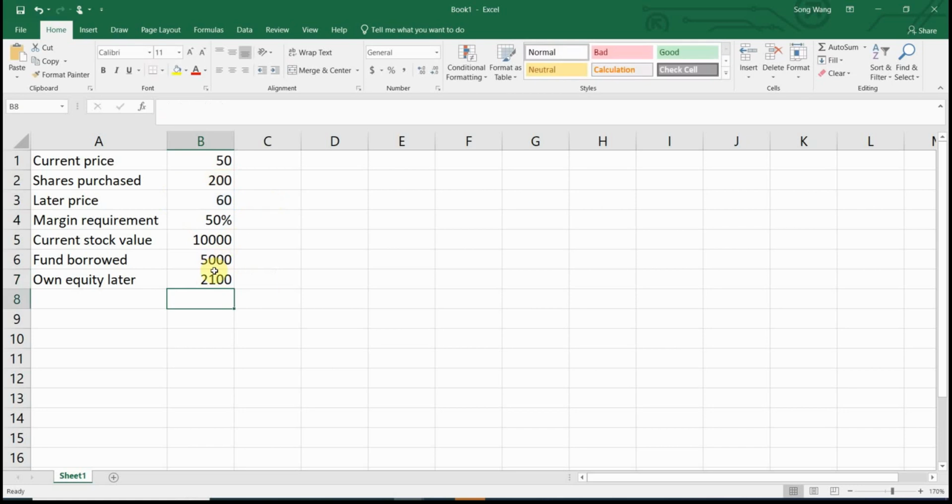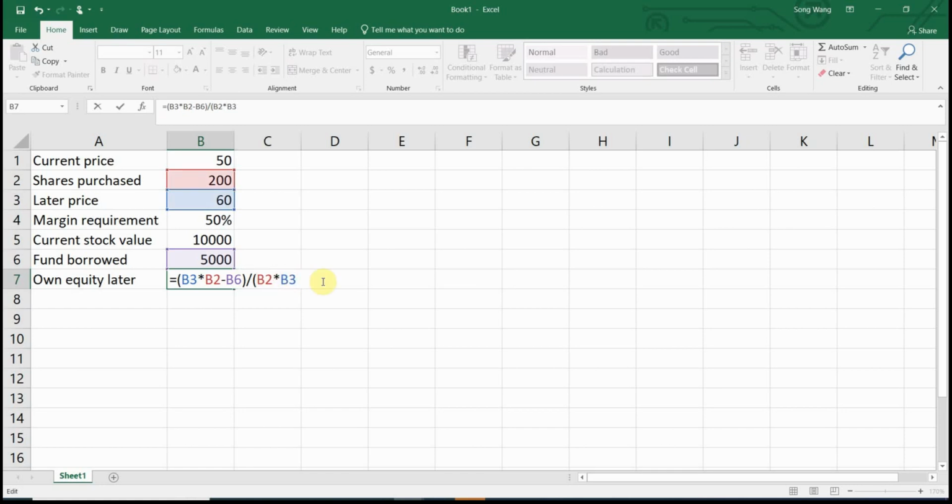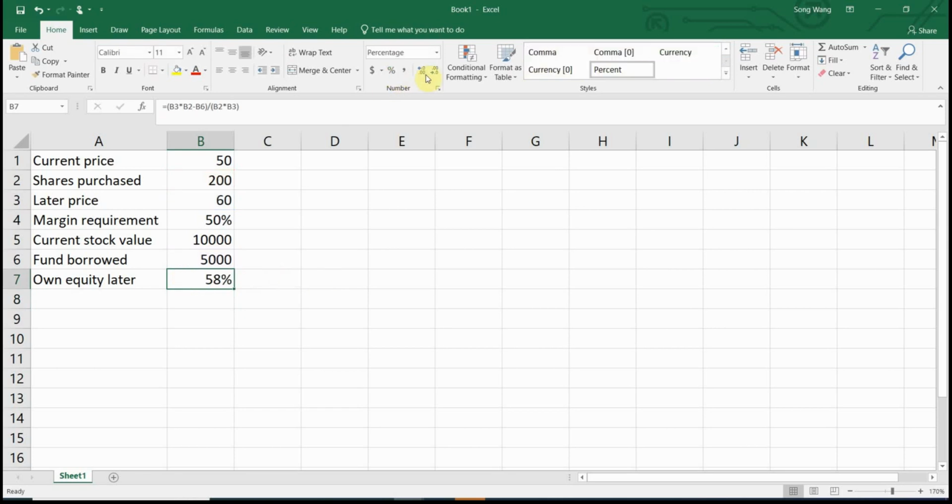Okay, so this has to be in the set of parentheses, sorry. Okay, so that's 58.33%. Okay, so if I change the price to $70, you can see that your own equity increases. If I change to a higher level, your own equity as a percentage also increased.